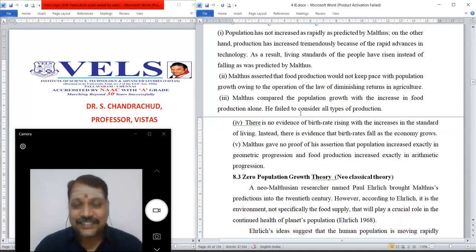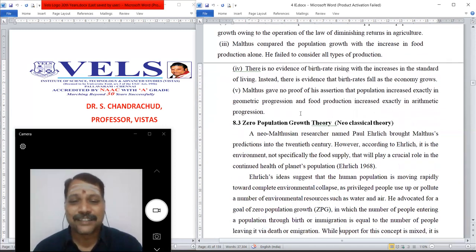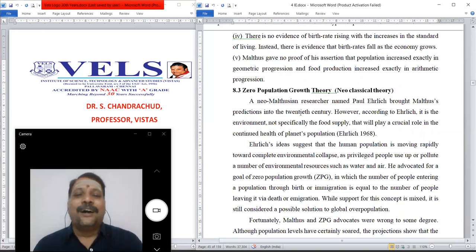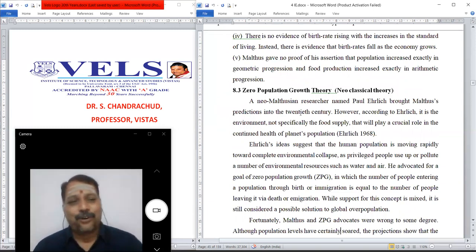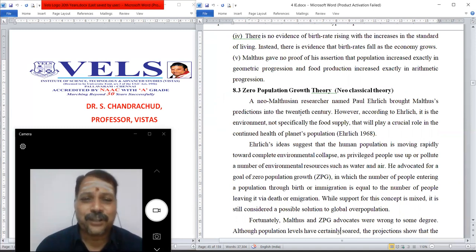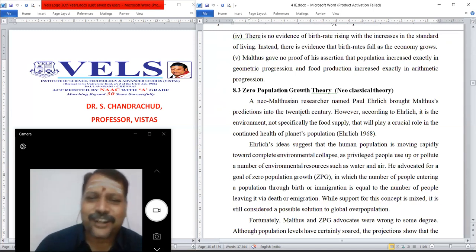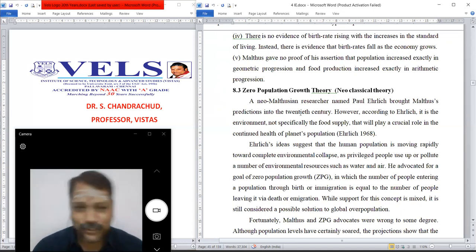So this is the classical theory given by Robert Malthus. Now let us move to the neoclassical theory. The neo-Malthusian researcher named Paul Ehrlich brought the Malthusian prediction into the 20th century. However, according to Ehrlich, it is the environment, not specifically the food supply, that will play the crucial role in sustaining the health of the planet and the population.